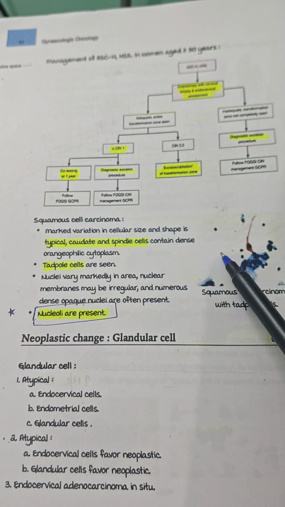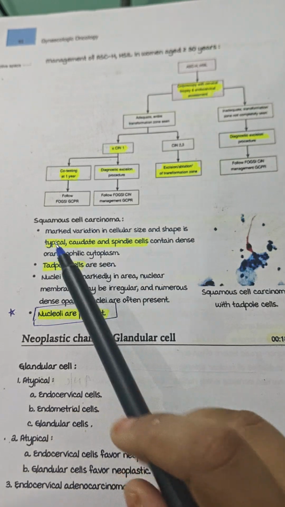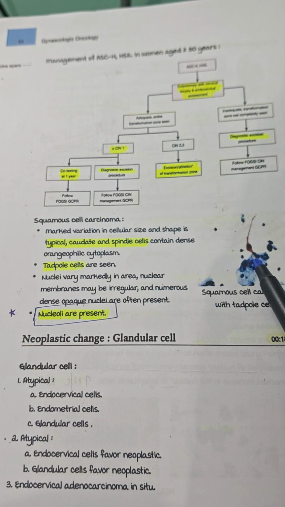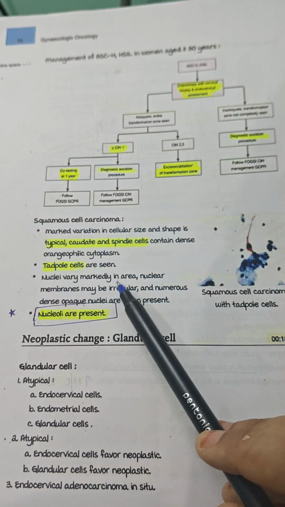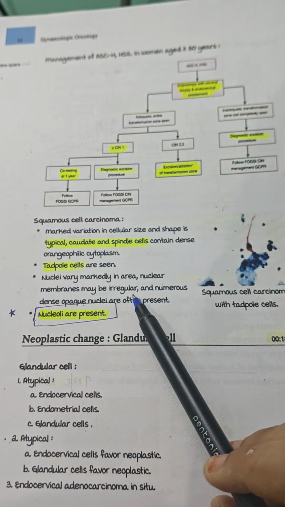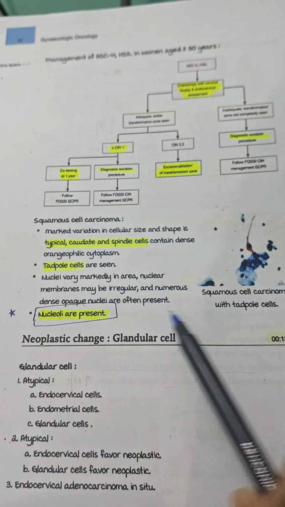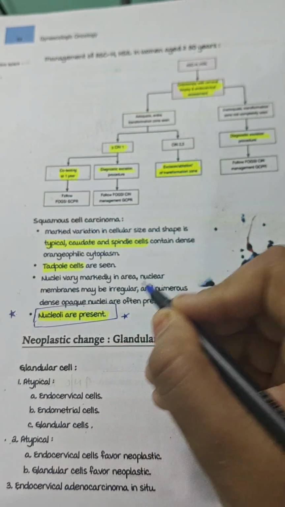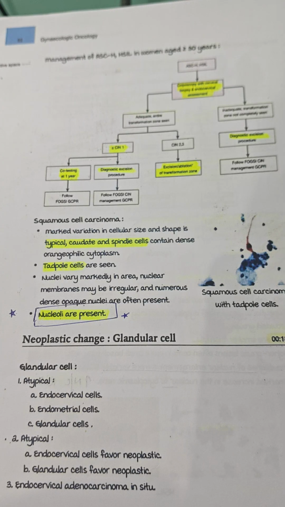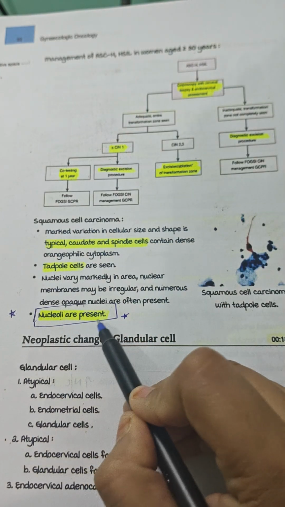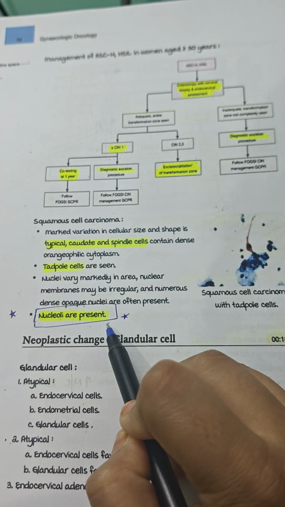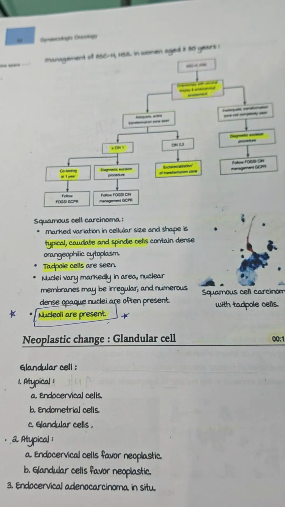Now coming to squamous cell carcinoma, marked variation in cellular size and shape is typical. Caudate and spindle cells contain dense orangiophilic cytoplasm. So here typical caudate and spindle cells are present. Tadpole cells are also seen. Nuclei vary markedly in area. Nuclear membranes may be irregular and numerous. Dense opaque nuclei are often present, and nucleoli are important. Usually nucleoli are absent, but if nucleoli are present, then it can indicate the presence of squamous cell carcinoma.